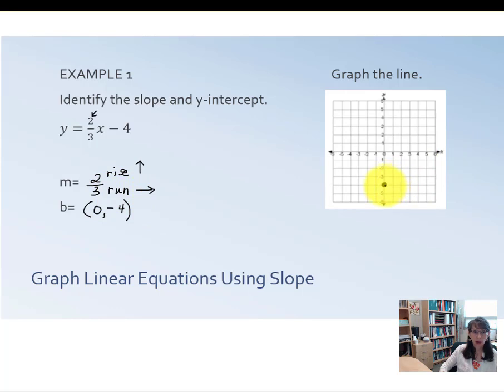So we start at our y-intercept, go up 2 units, and to the right 3 units. Place another dot. We can keep rising 2 units and running 3 units, and now we're ready to draw the line. Our line, remember, has arrows on either end to show that it continues in both directions. So this is how we can use the slope and the y-intercept to graph a linear equation.